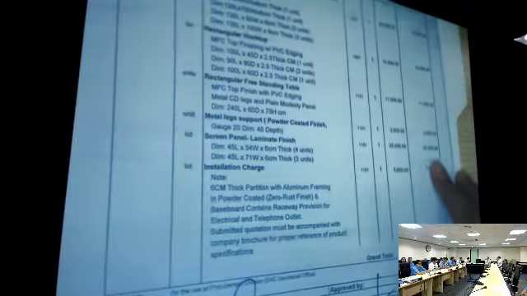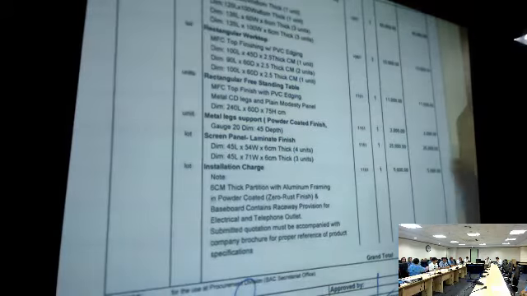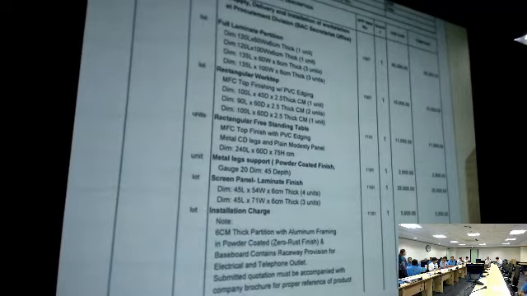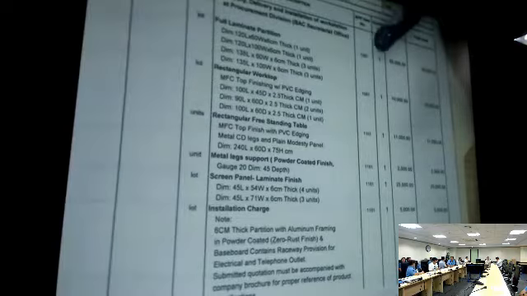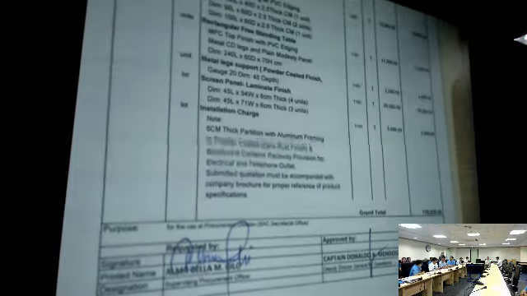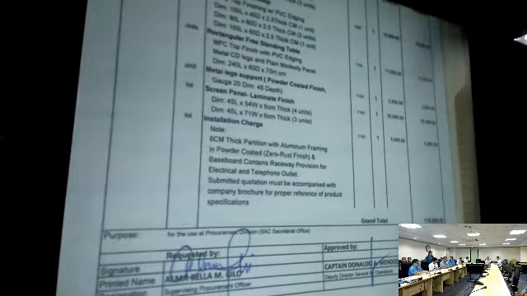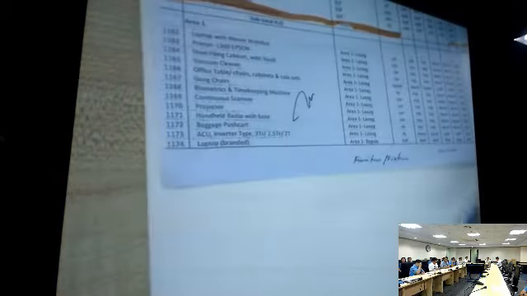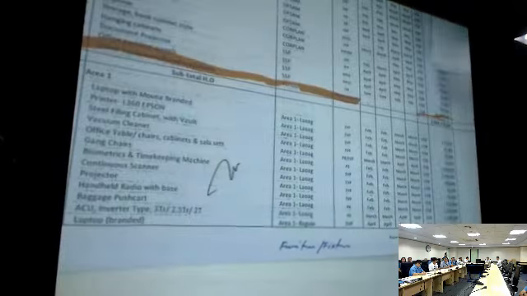2.4 supply, delivery, installation of workstation. Back office. $118,000. SBP.